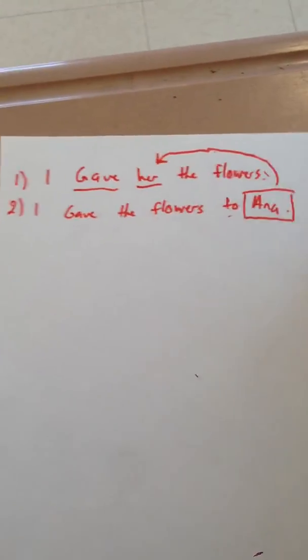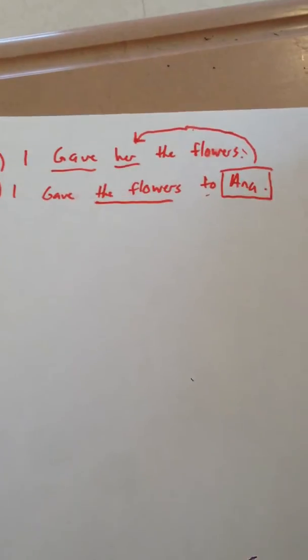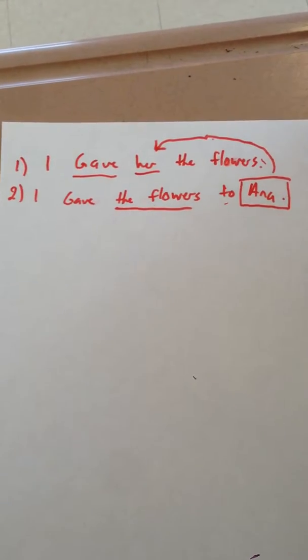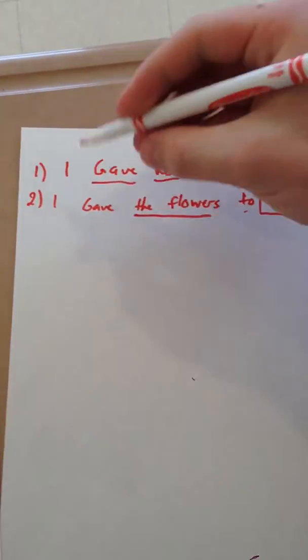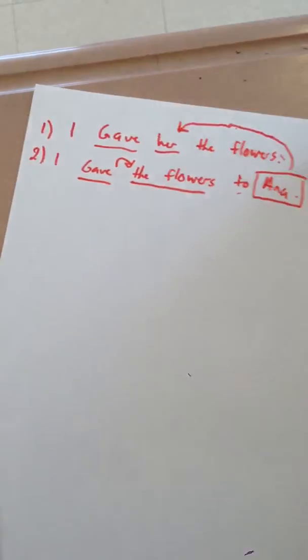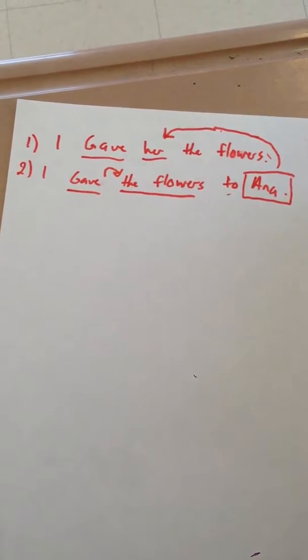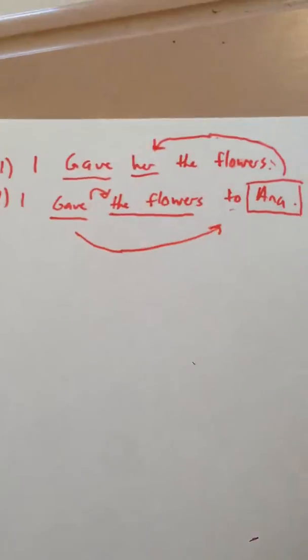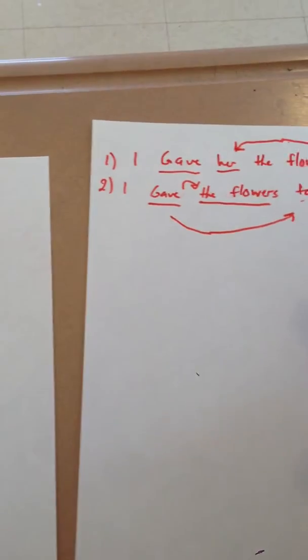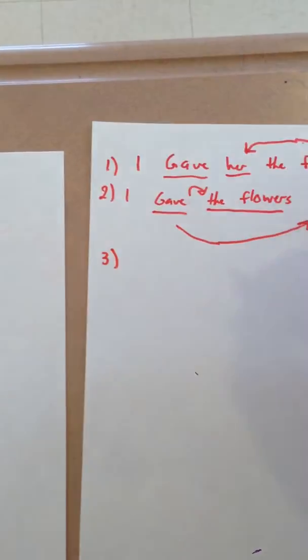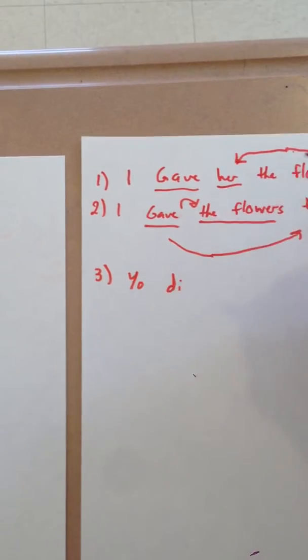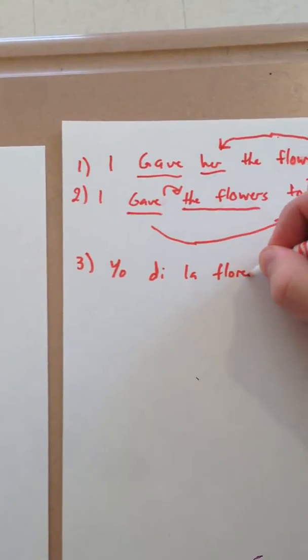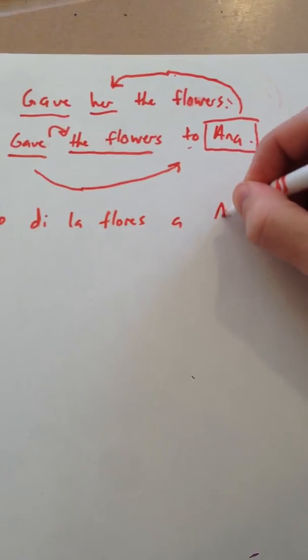You can do the exact same thing with the direct object of the sentence, which would be the flowers. The difference between a direct object and an indirect object is that a direct object is what the verb is occurring on or upon or to. For example, what's being given is the flowers. The recipient, or the person whom the verb affects, is Anna. She's the indirect object. If I were to rewrite this sentence in Spanish, it would be yo di las flores a Ana.